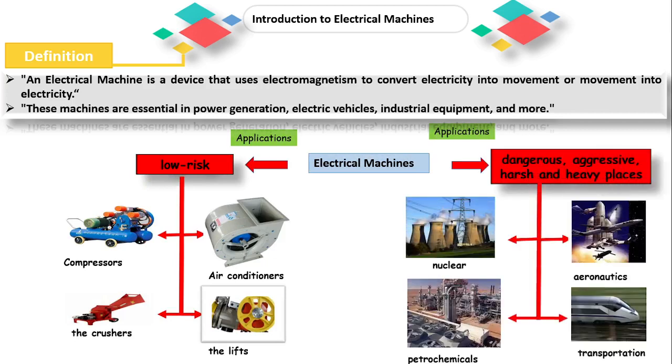Let's begin by talking about electrical machines. An electrical machine is a device that takes advantage of electromagnetism to transform electricity into movement, or it can do the opposite, turning movement into electricity. These machines are incredibly important in various areas like producing power, running electric cars, operating industrial machinery, and much more.